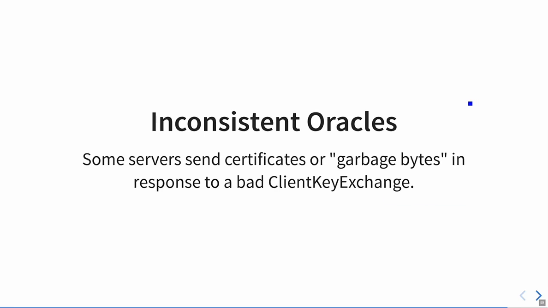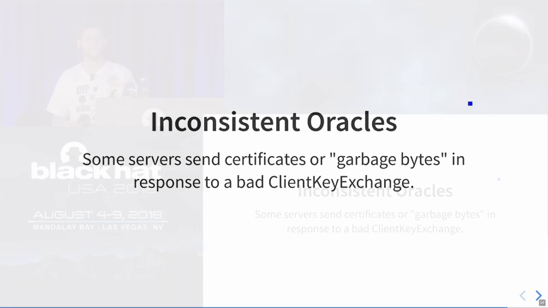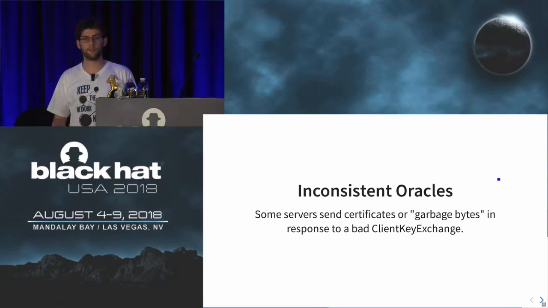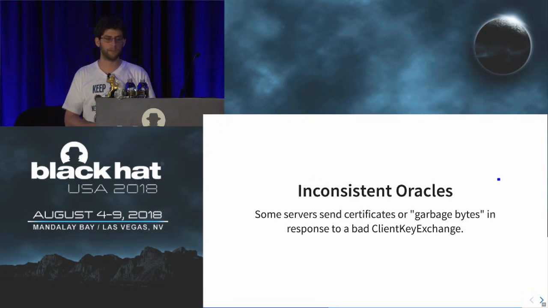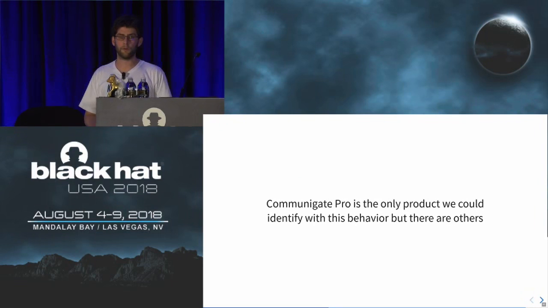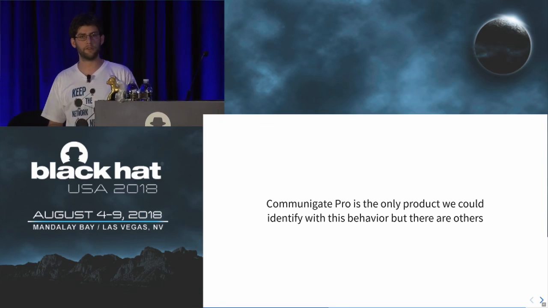Yeah, so one of the other things that we were seeing during scans of the internet is a lot of hosts would respond, let's say, inconsistently. So in some cases, we would see that certificate chains would actually come back to you in response to a malformed client key exchange. But in other cases, we would actually just see what appeared to be random bytes, high entropy streams of data, unclear what it was exactly. The only vendor that we were able to pin down on this is this Communicate Pro, but there are definitely others out there based on looking at the data that we had from scans of the Alexa top million sites.